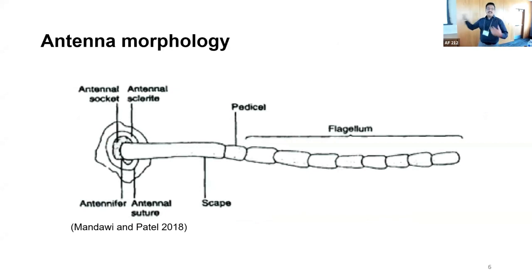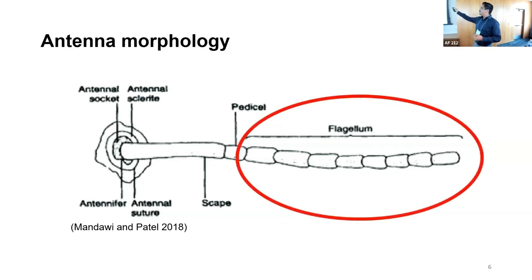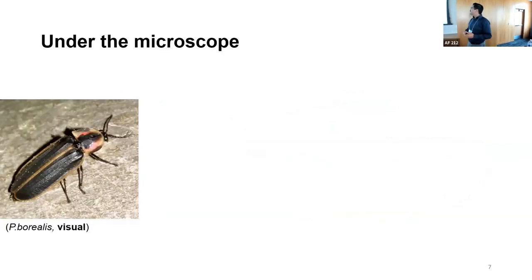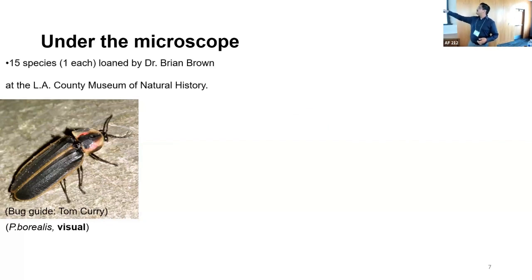To look further into these predictions, we decided to focus mostly on a certain part of the antenna, which is the flagellum, as you can see here. This was the premise of our data collection, because to start it off, we had 15 species of fireflies that were loaned to us by Dr. Brown at the LA County Museum of Natural History.